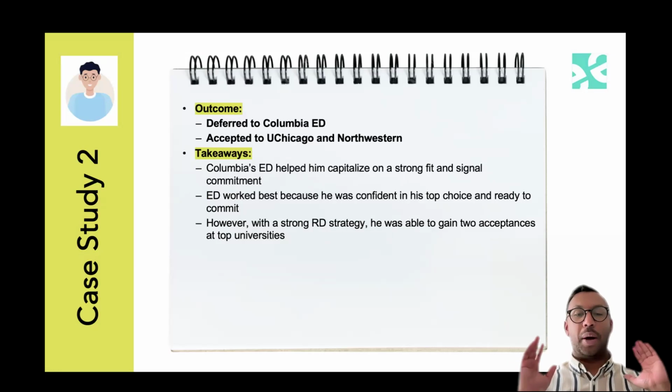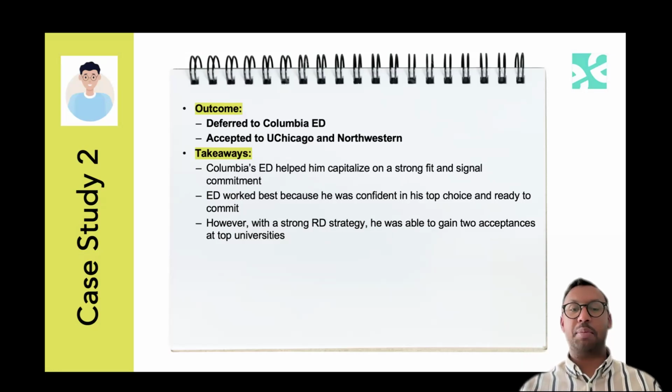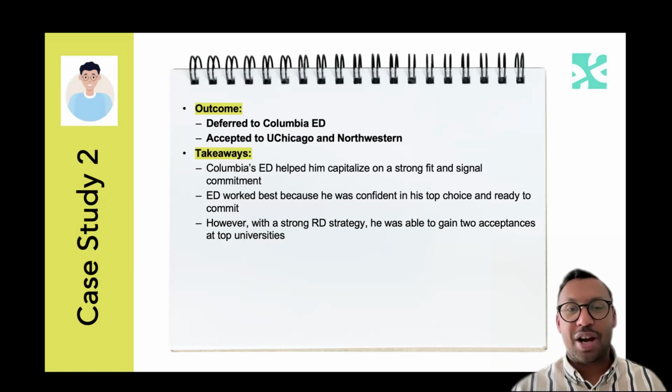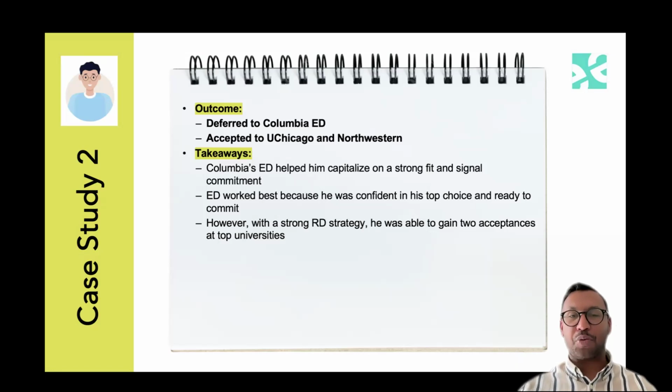Okay. So applied early decision to Columbia. Columbia said, we cannot make you an offer right now, but we think you are a strong student, so we'll reconsider your application in regular decision. However, the student was admitted to U Chicago and Northwestern, which they applied regular decision. So Columbia's ED helped the student capitalize on a strong fit and show commitment. ED worked best because he was confident that Columbia was his top choice.